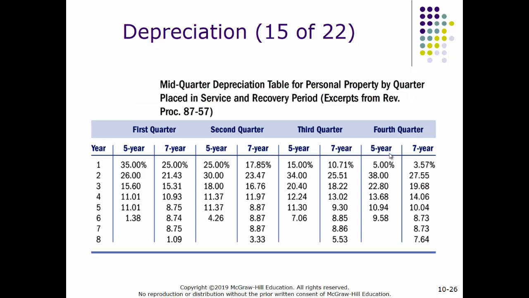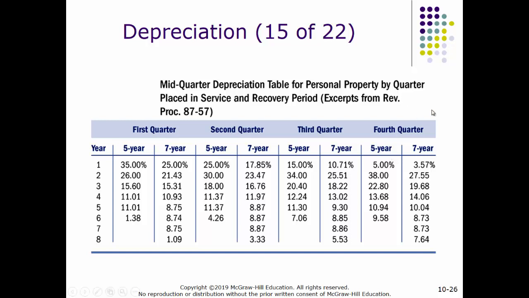If a company is subject to the mid-quarter convention, they use a totally different table than the half year. They use the mid-quarter table, and this is just showing the percentages for 5-year and 7-year property, and there would be all the other years included in a table as well. Once a company is subject to mid-quarter because they placed more than 40% of that year's acquisition of assets in the last quarter, all assets placed in service, regardless of which quarter, have to use this table.